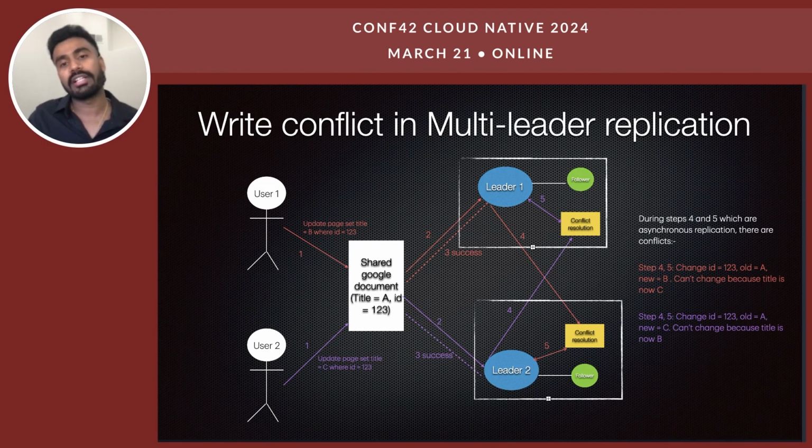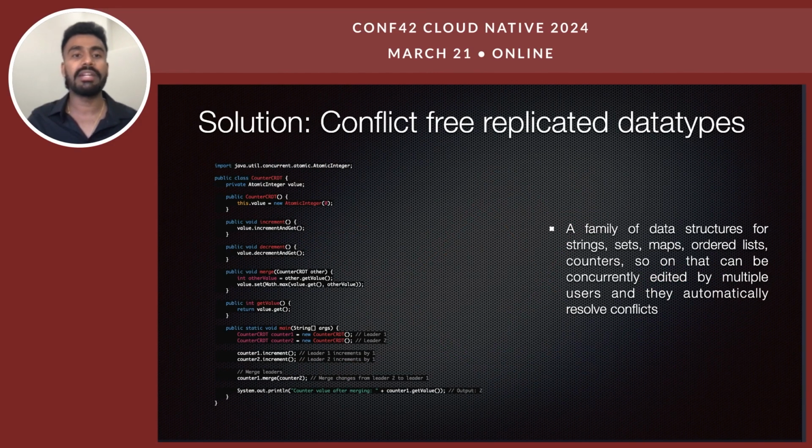So how is this conflict resolved? How can you resolve such conflicts during multi-leader data replication? That's where we shouldn't use the regular data types like int, maps, sets, and all the data types we have while actually copying the data from leader 1 to leader 2 or leader 2 to leader 1. We need to use specific data types called conflict-free replicated data types. They are different. They are special data types.